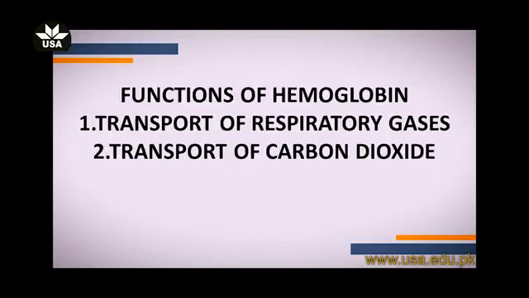Now let us discuss the very important functions of hemoglobin. The first very important function of hemoglobin is the transport of respiratory gases. The main function of hemoglobin is the transport of respiratory gases, and these gases are oxygen and carbon dioxide. It is responsible for the transportation of oxygen from the lungs to the tissues, and then carbon dioxide, as a result, comes out from the tissues to the lungs.